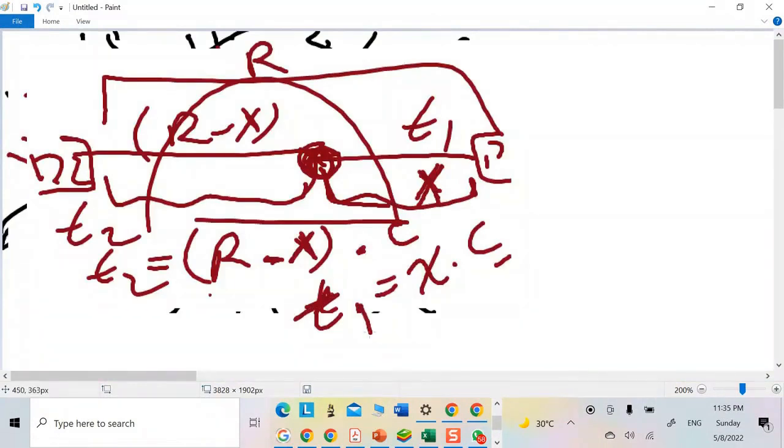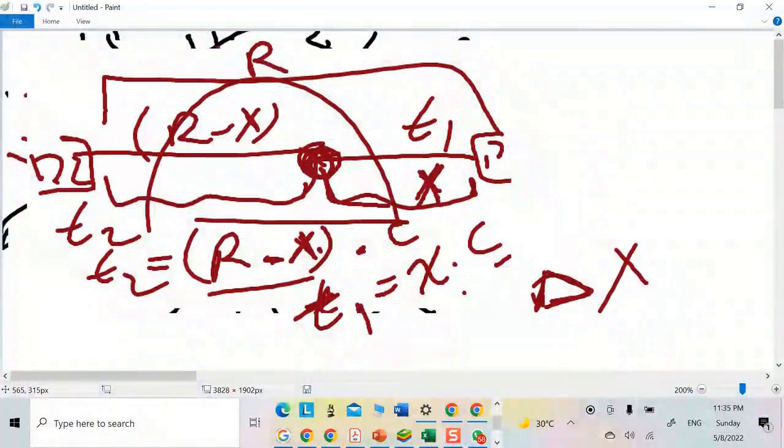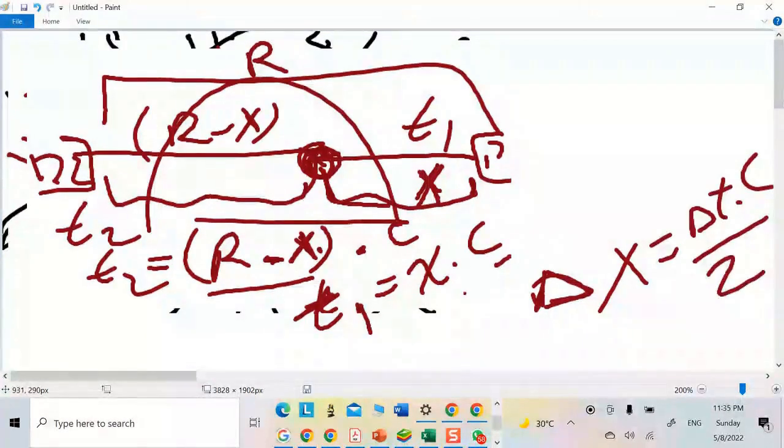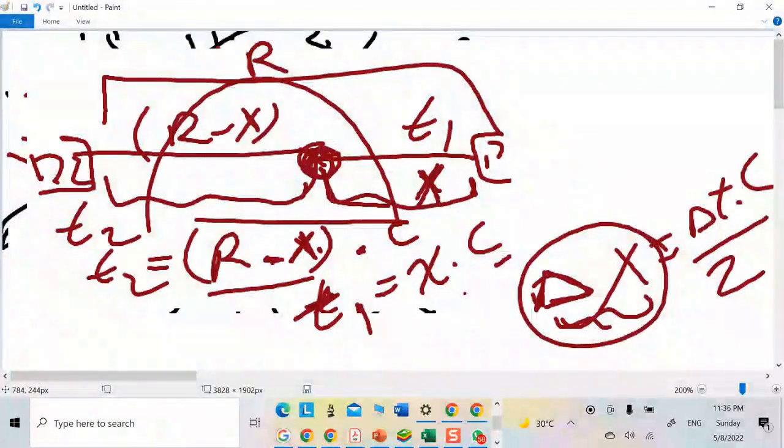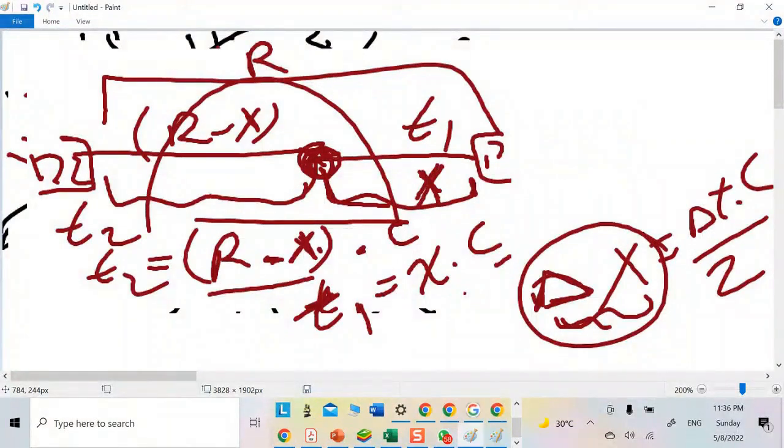The difference, t2 minus t1, will show that delta x, which is the difference between r minus x and x, equals delta t times c divided by 2. What is this delta x? Delta x is the difference in location between r minus x and x, which represents the difference in your location or the location of your annihilation. How is this technique done?